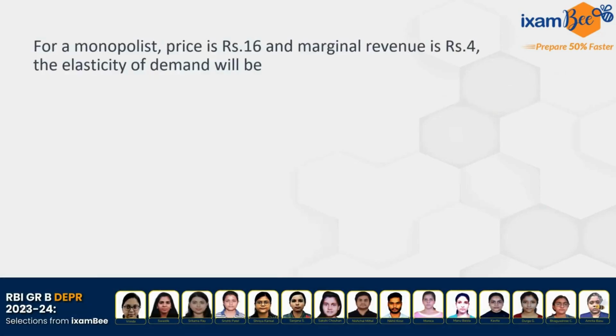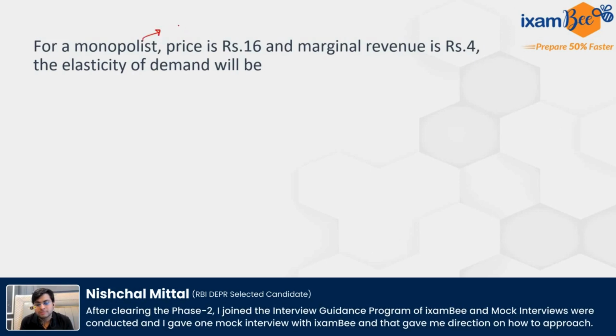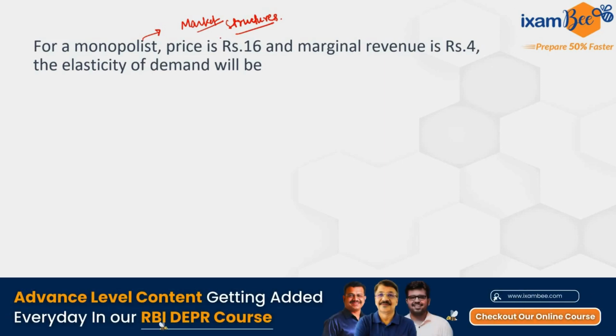The question on the screen is: for a monopolist, price is ₹16 and marginal revenue is 4. The elasticity of demand will be? I hope you know what a monopolist is, what marginal revenue is, and what you understand by elasticity of demand. If you don't know who a monopolist is, I have given a link for a video on market structures. There are various forms of market. You must go and watch that video to get more clarity on the different forms of market and their characteristics.